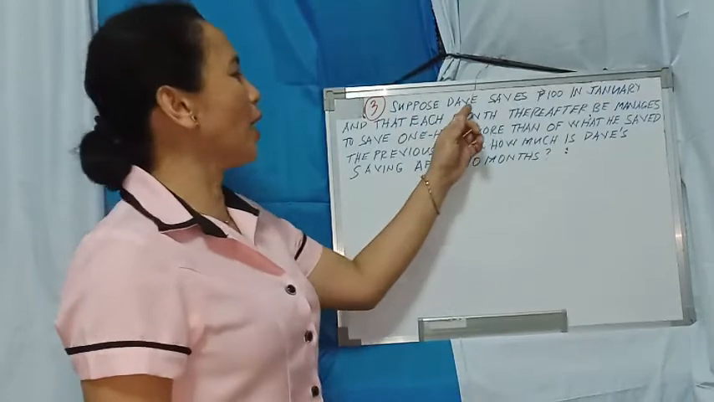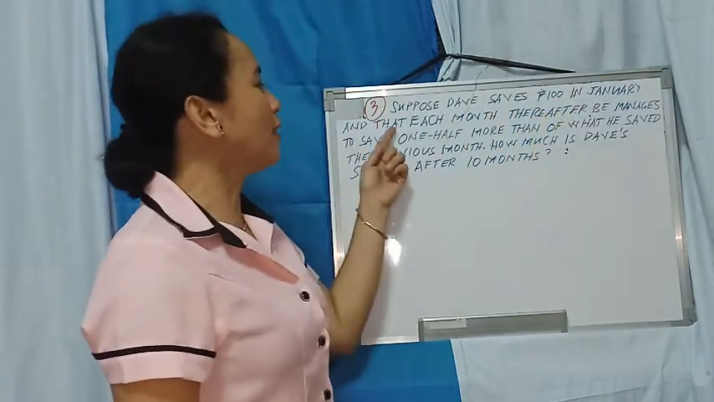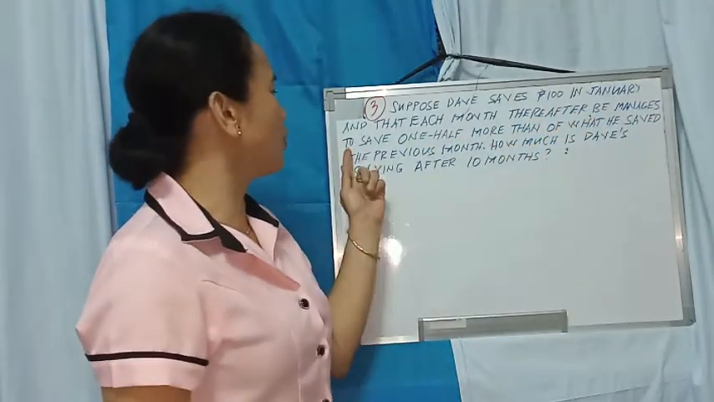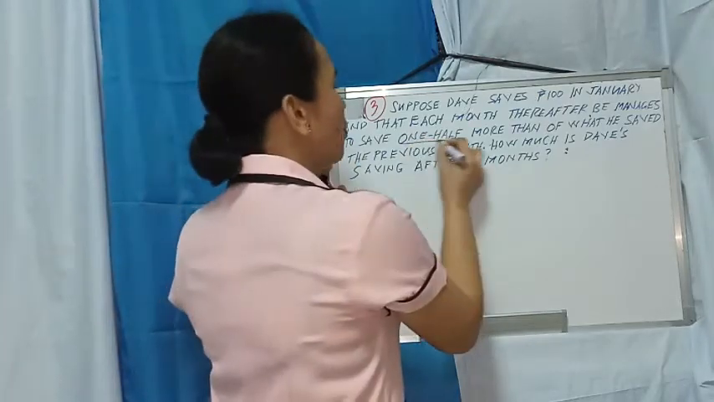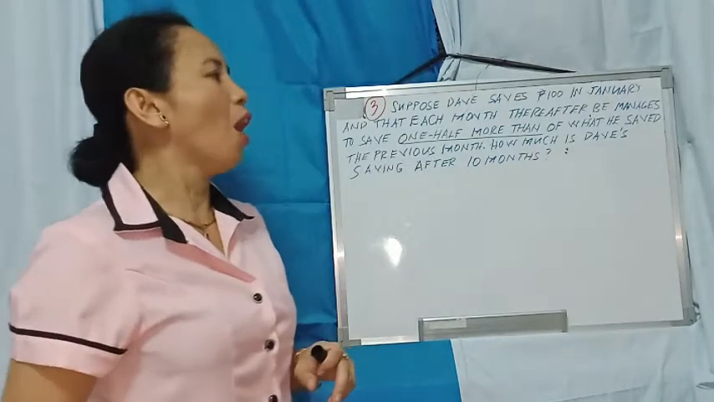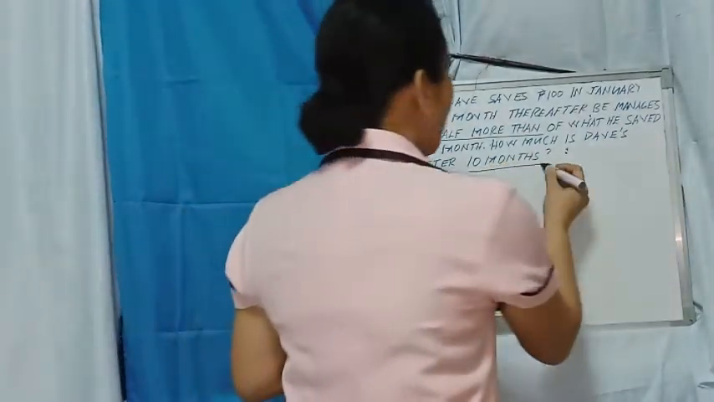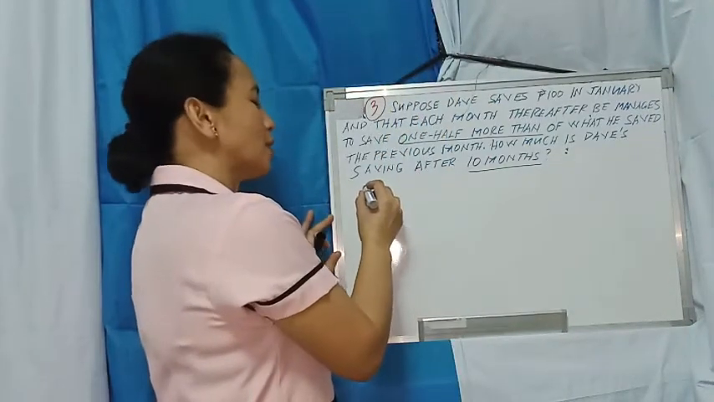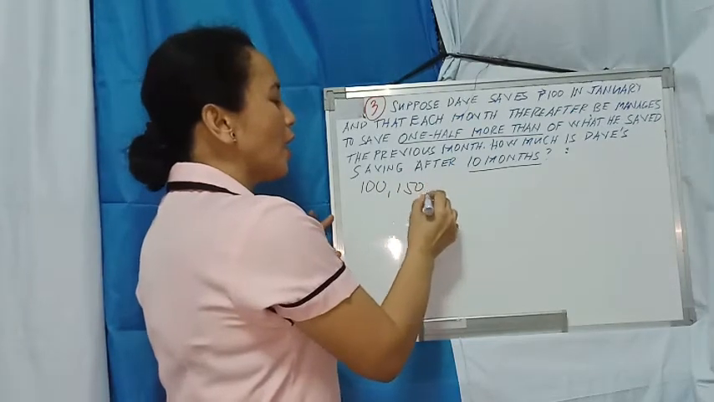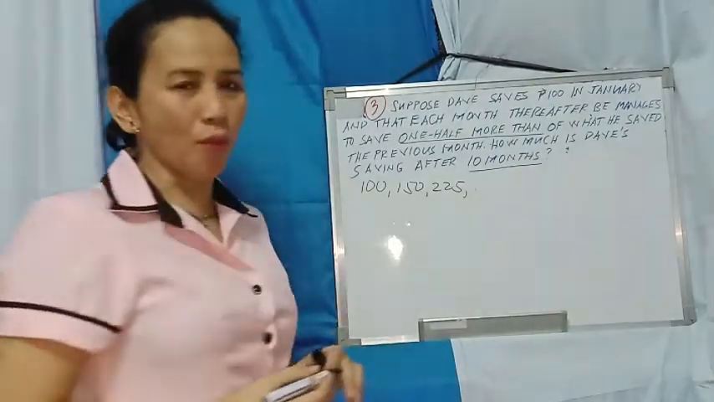Okay, let us now have example number 3. Suppose Dave saves 100 pesos in January, and that each month thereafter he manages to save 1/2 more than what he saved the previous month. How much is Dave saving after 10 months? So we have here geometric series 100, 150, and 225, and so on and so forth.